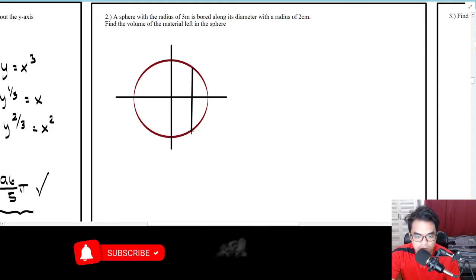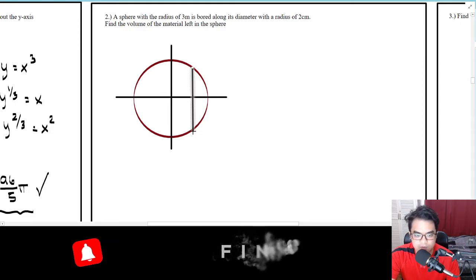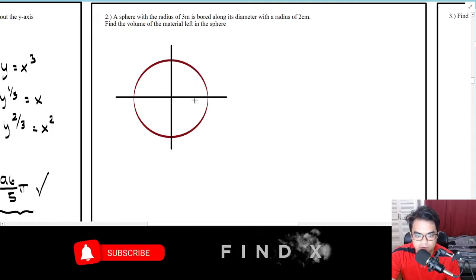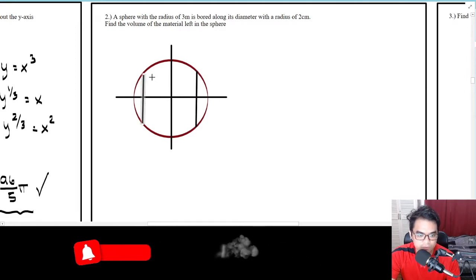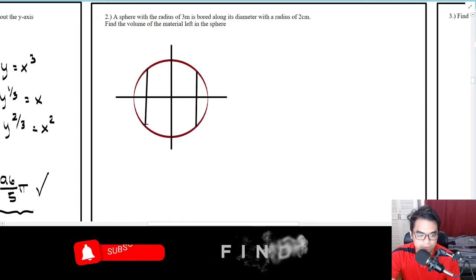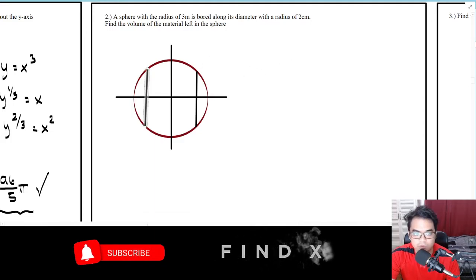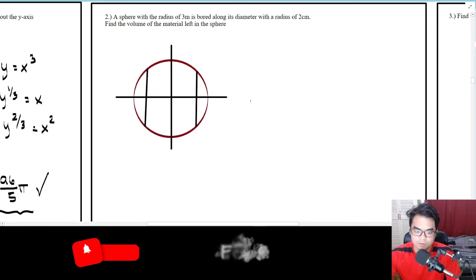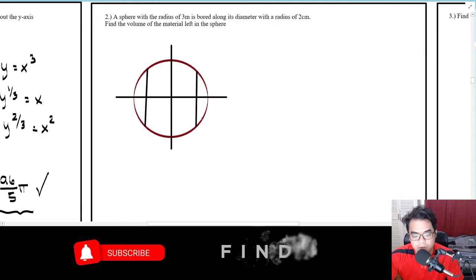So you'll have something like this. There you go. And of course, the other side too. So that's what it will look like. This is the part that we need to get.